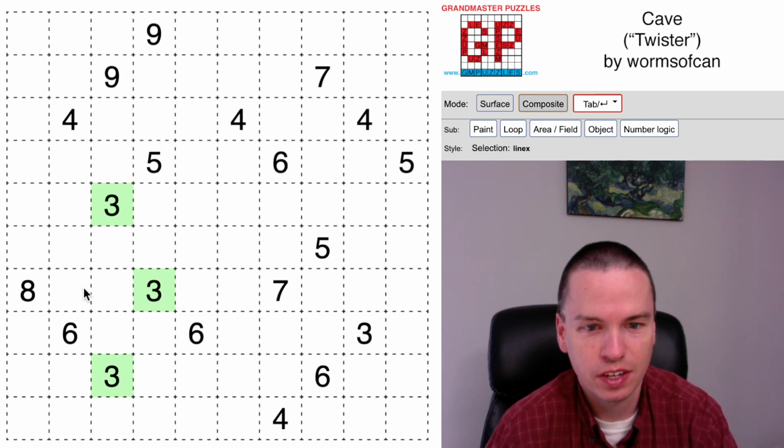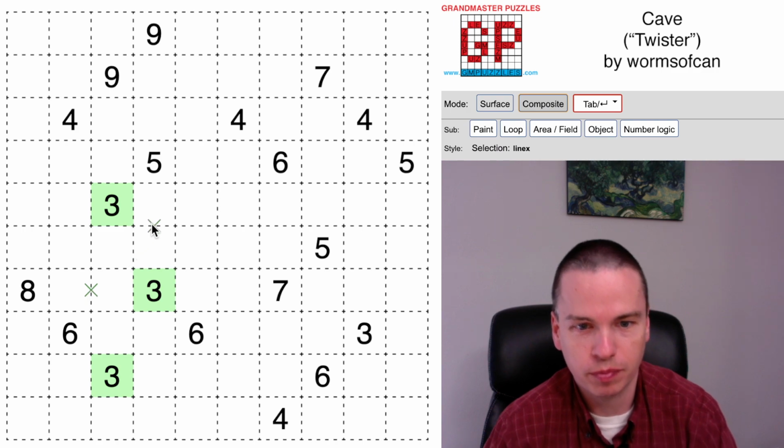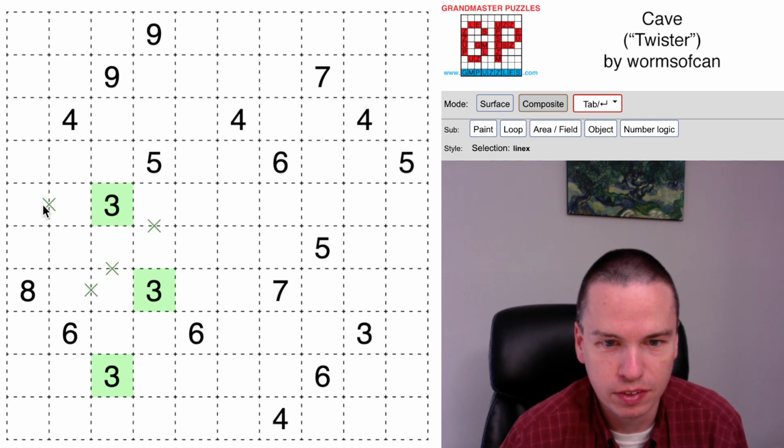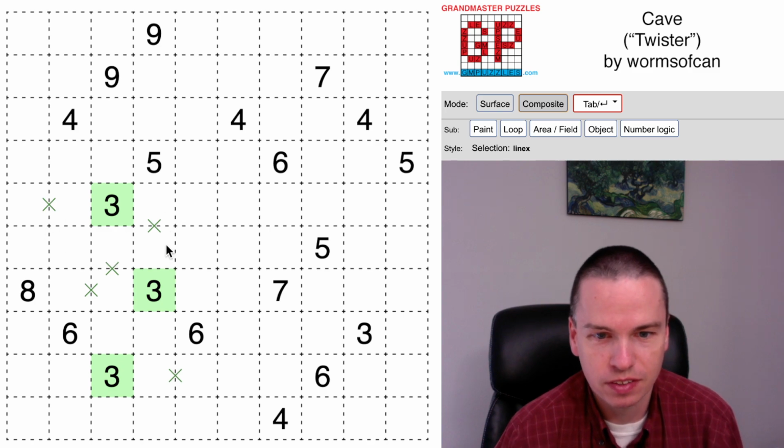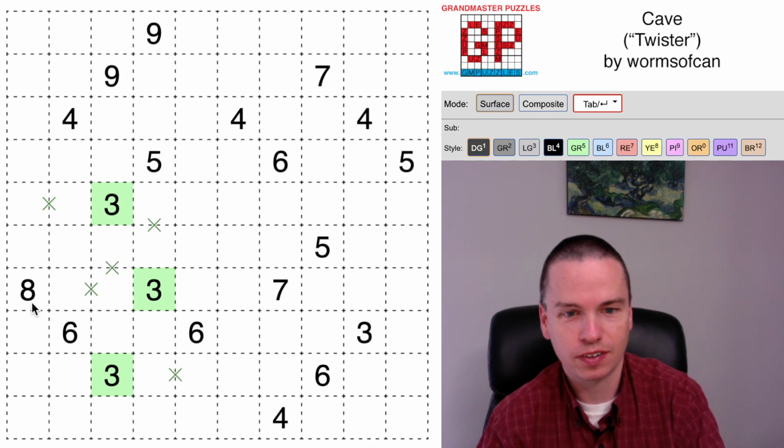to the six, which means we can mark in some cells with X's around these clues, which are places we can't take both of those cells. And this will also be true on the right of this three. And I think those are all the places I would mark at the start.